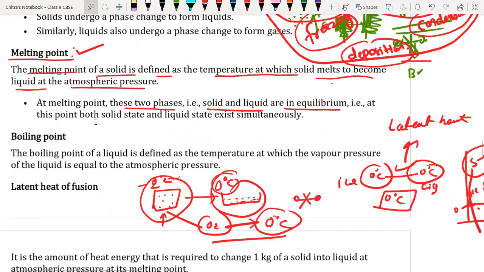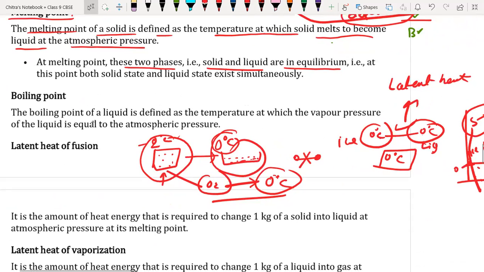We have the latent heat of fusion also, but first we have to complete the boiling point of a substance. So what is boiling point? Boiling point is the temperature at which liquid converts into gaseous form. That temperature is called boiling point.